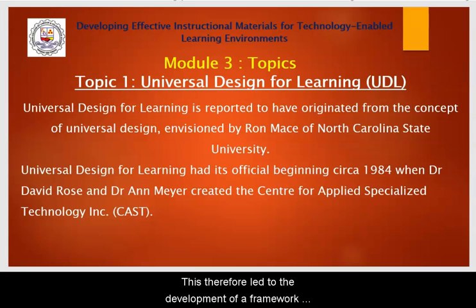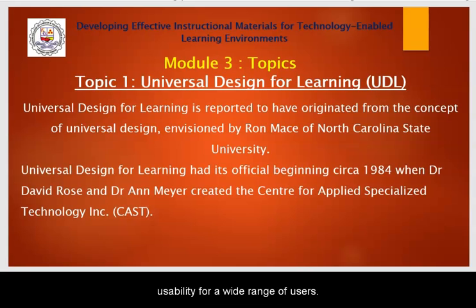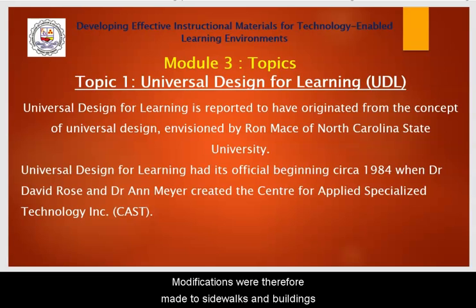This therefore led to the development of a framework of design standards that provide the greatest degree of access and usability for a wide range of users. Modifications were therefore made to sidewalks and buildings to permit easier access to individuals with disabilities. Universal Design for Learning has its original official beginning circa 1984 when Dr. David Rose and Dr. Ann Mercer created a Center for Applied Specialized Technology, Inc., commonly known as CAST.